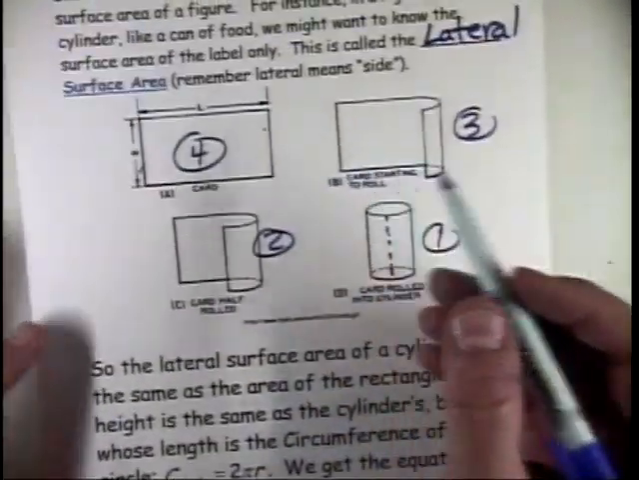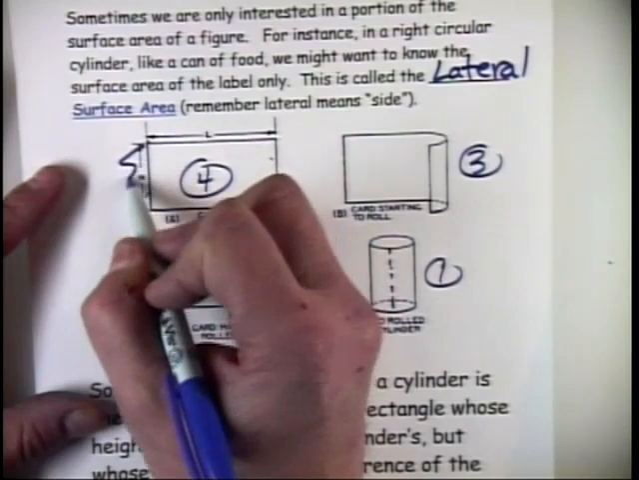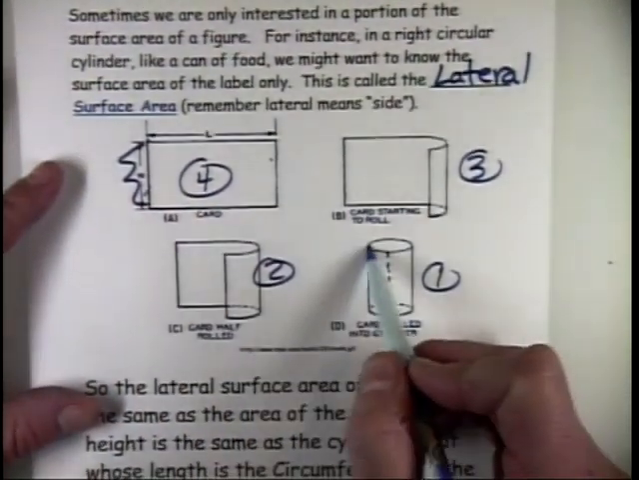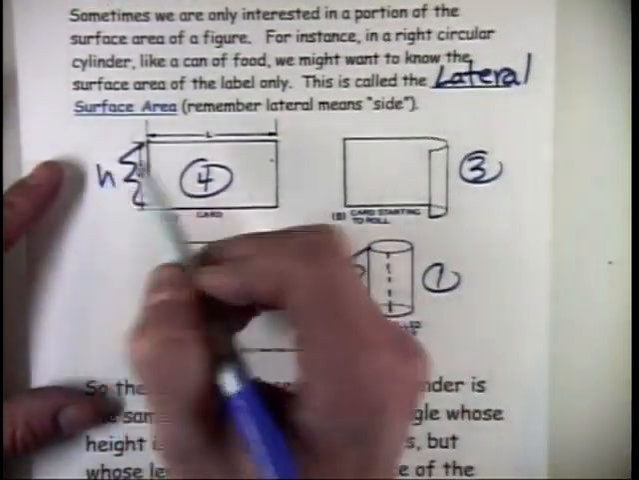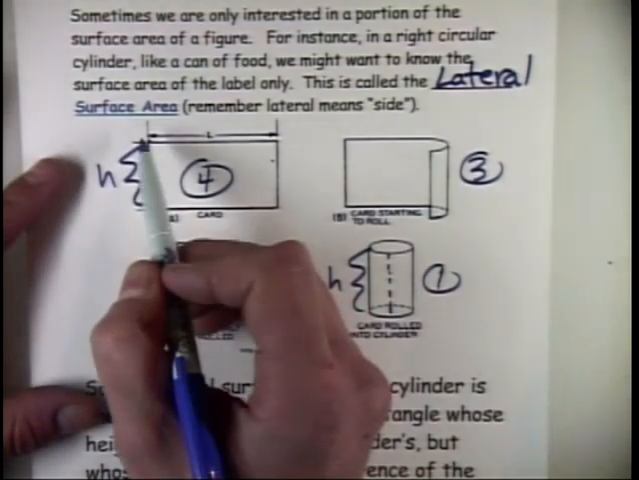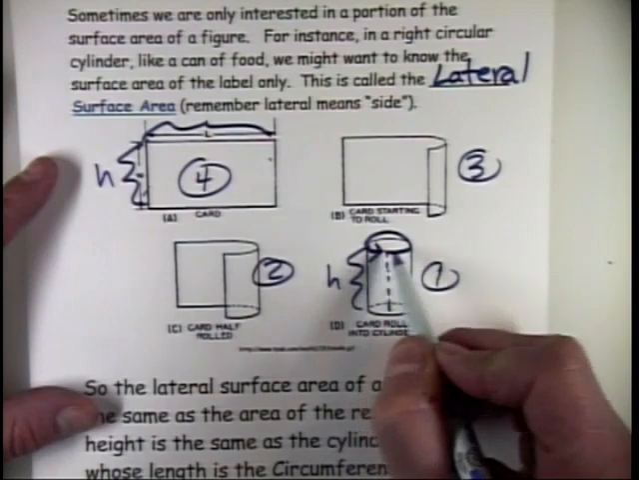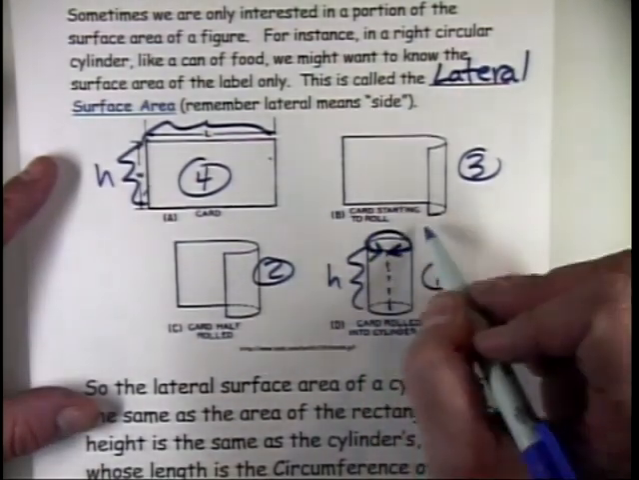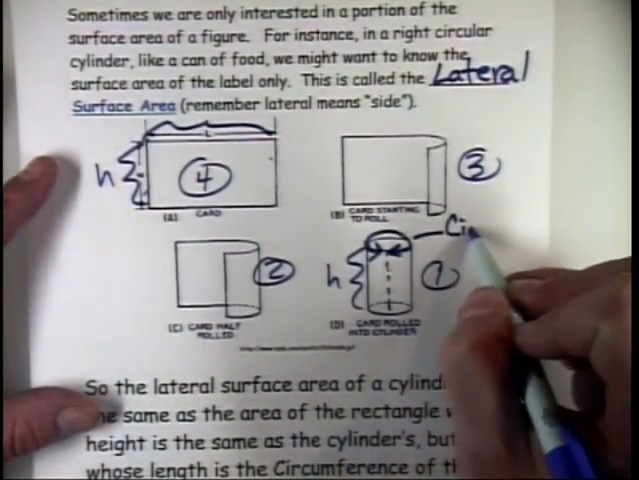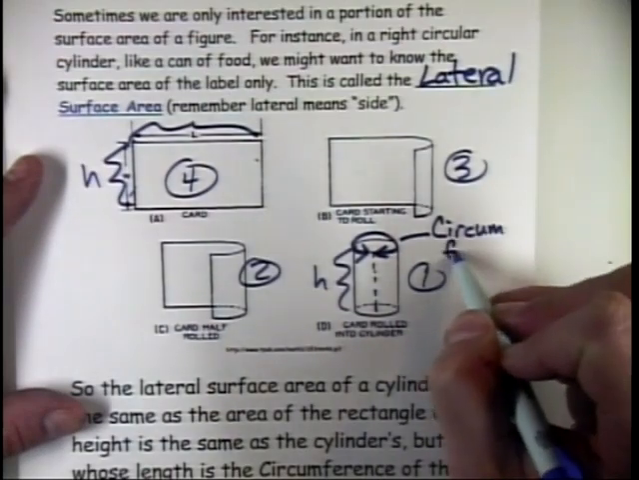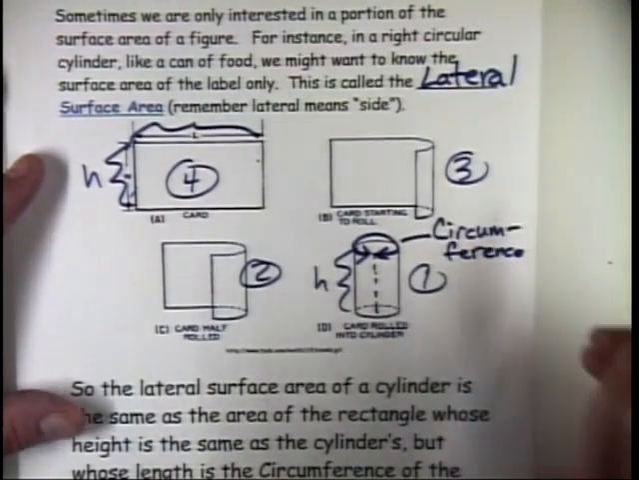All right. Well, what is going to end up being the height of my rectangle? It's the same thing as the height of my cylinder. I'll call it h. But notice that the length here is going to end up being this distance all the way around the can. And that's all the way around the circle, and we called that the circumference.